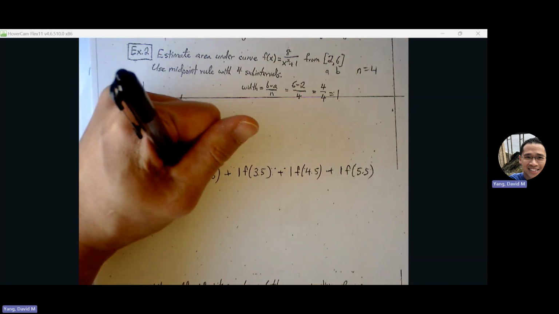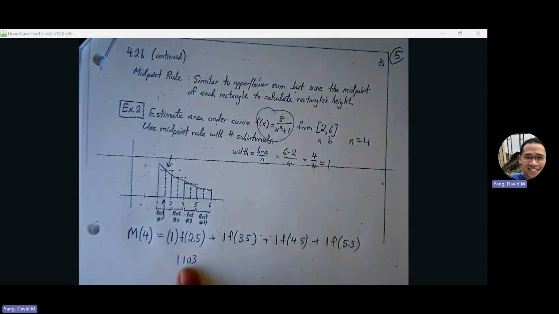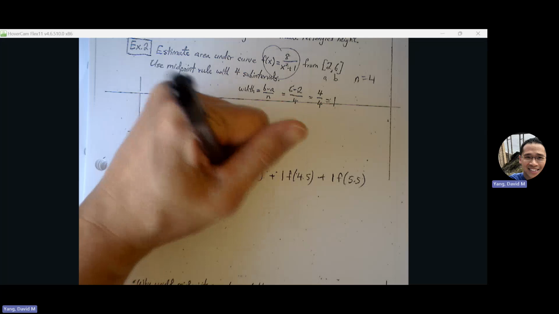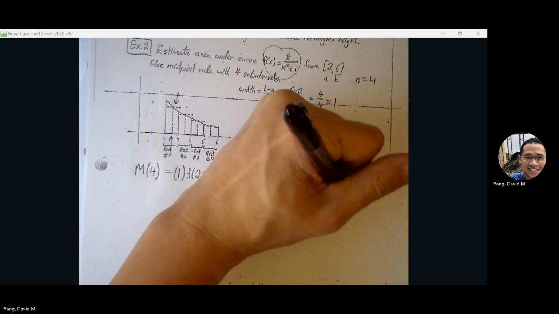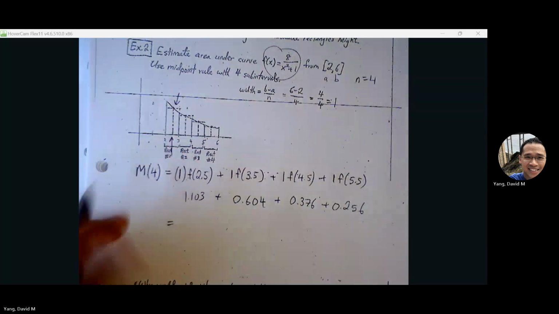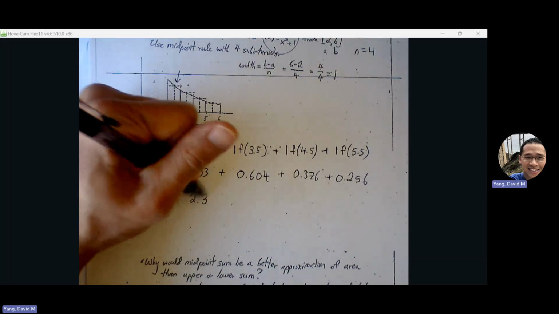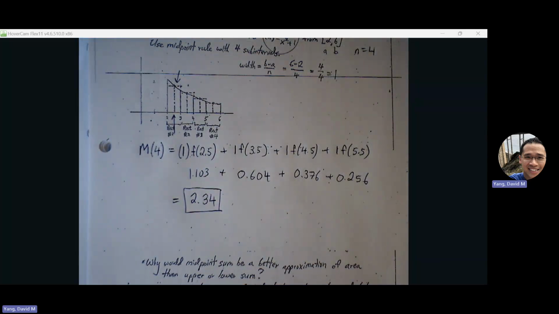So then we're going to get 1.103. If I were to plug 2.5 into the function 8 over x squared plus 1, that will give me 1.103. And I'm just going to go down the line and show the decimal values for each of these areas. So my midpoint sum, or my midpoint approximation, is going to be 2.34. We don't know if this is an under approximation or over approximation, but we do know that this is a better approximation than just a left-handed rectangle or right-handed rectangle.